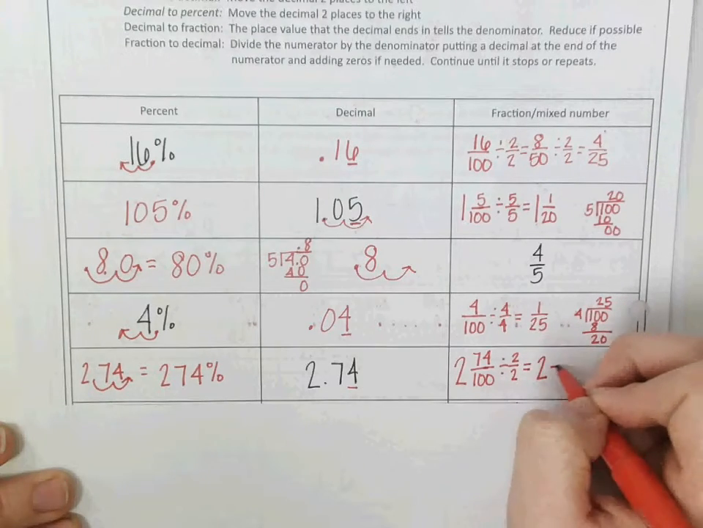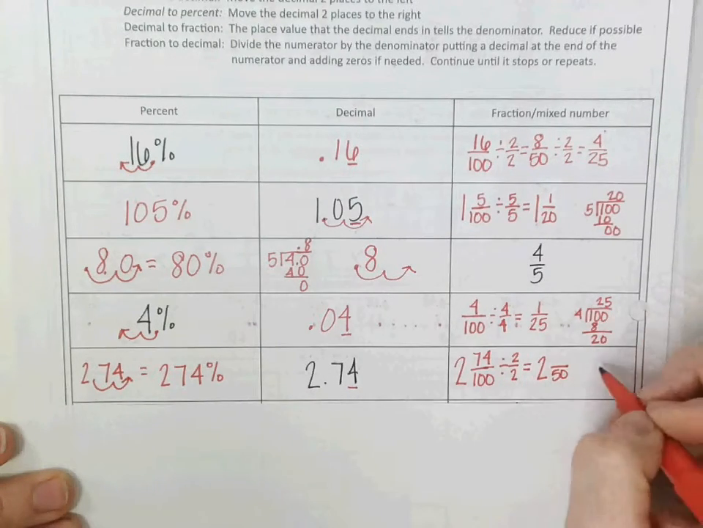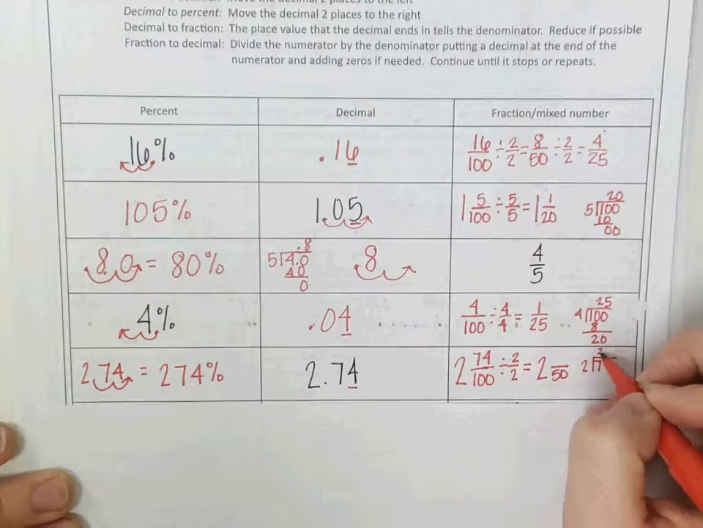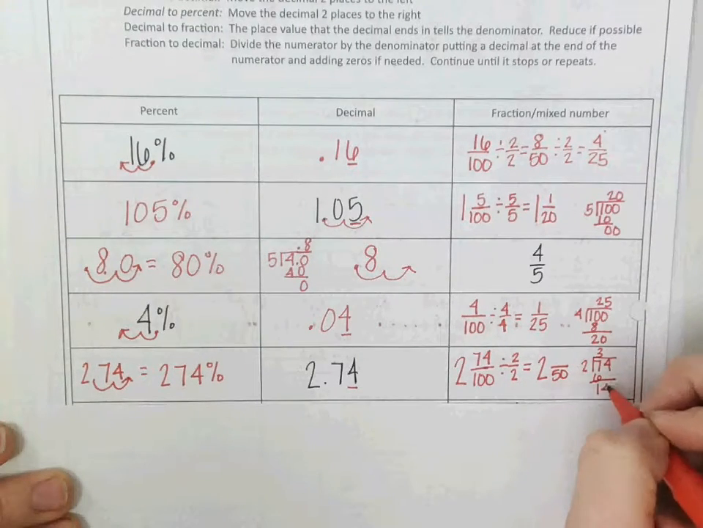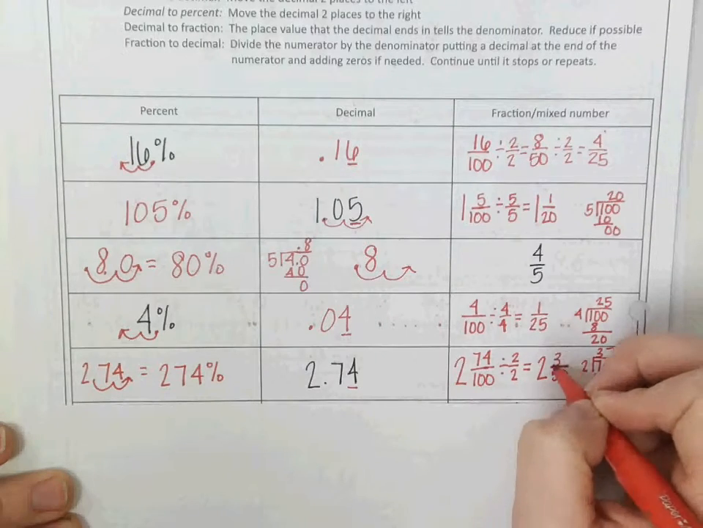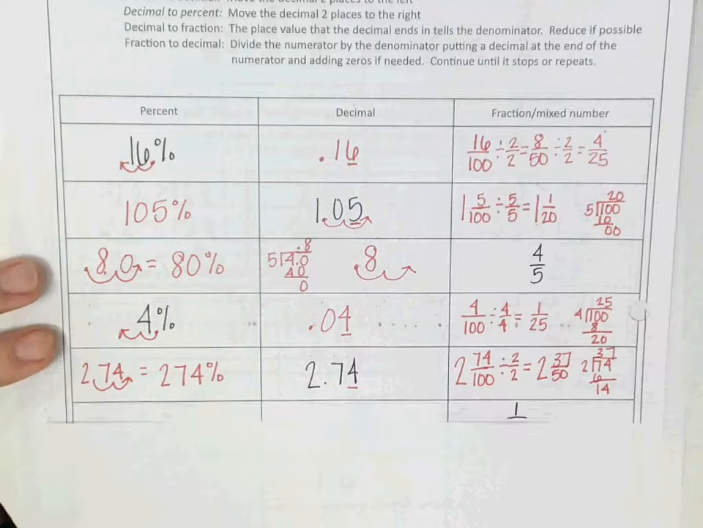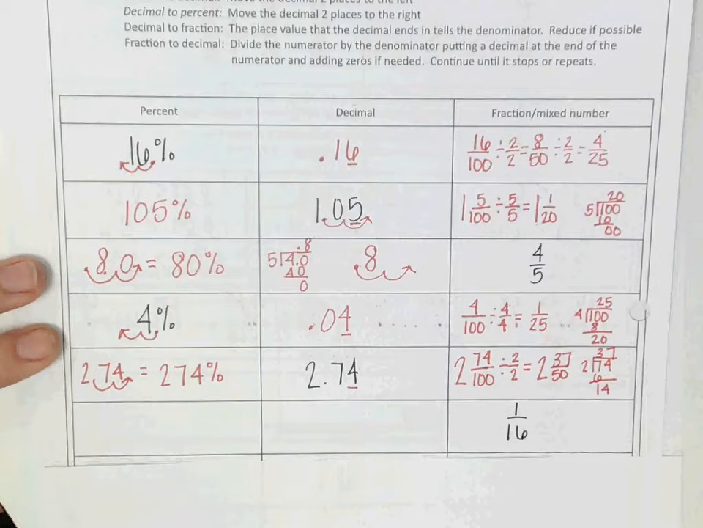So we get 2. 100 divided by 2 is 50. If you don't know what 74 divided by 2 is, do it over here on the side. We know it goes in 3 times. It gives me a 6 and 14, so this is 37. Okay, let's look at 1/16.